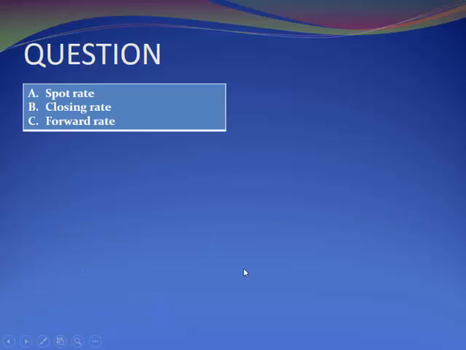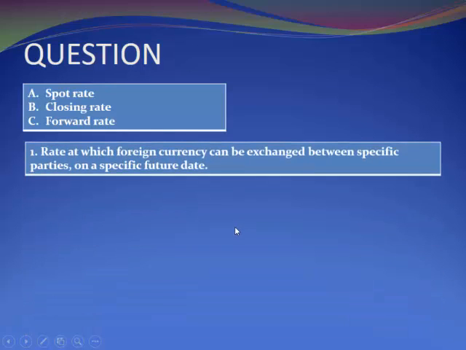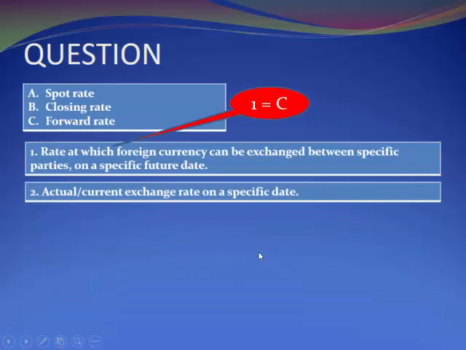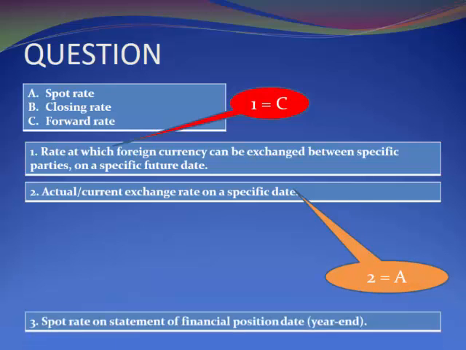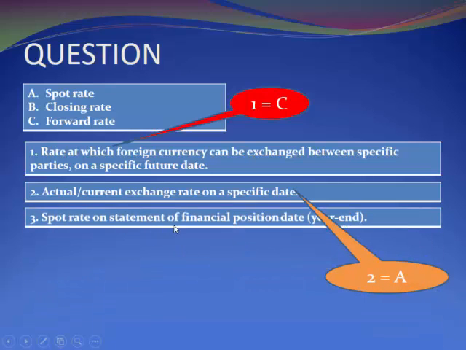Let's have a look at the question in this regard. The rate at which a foreign currency can be exchanged between specific parties on a specific future date. Yes, that will be your forward rate, a future date. So that will be the forward rate, part C. Actual or current exchange rate on a specific date: a specific date will give you, no-brainer, a spot rate. And then finally a spot rate on the financial position date, a reporting period date, a closing rate date: as the word says, closing rate, 3B.